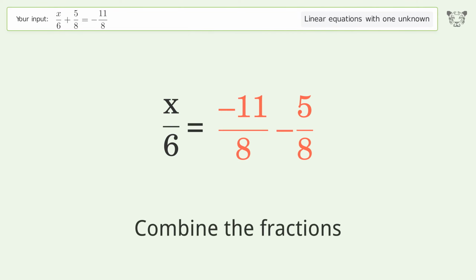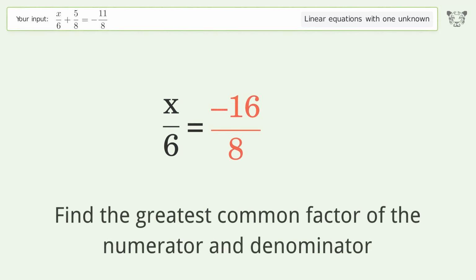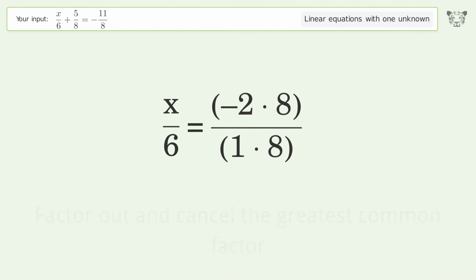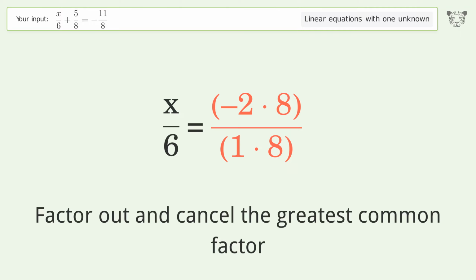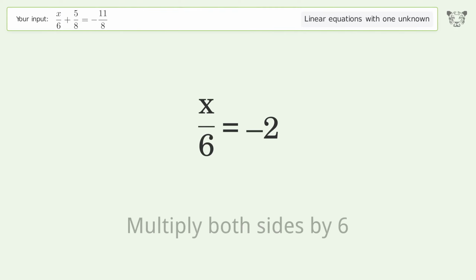Combine the fractions. Combine the numerators. Find the greatest common factor of the numerator and denominator. Factor out and cancel the greatest common factor. Isolate the x. Multiply both sides by 6.